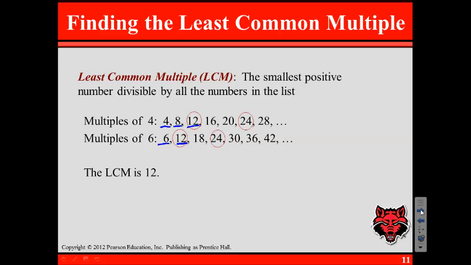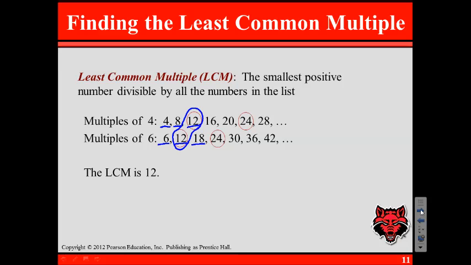6 times 2 is 12. 6 times 3 is 18, and so on. But when we look in each of these lists, the smallest multiple that 4 and 6 have in common is 12. 4 times 3 is 12. 6 times 2 is 12.